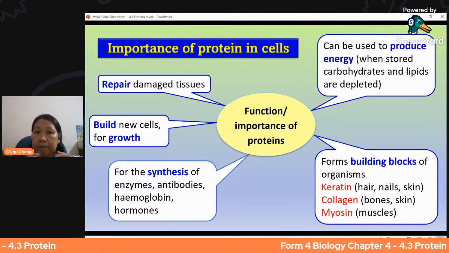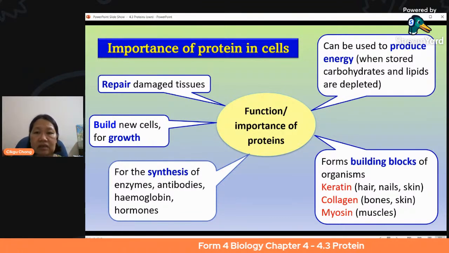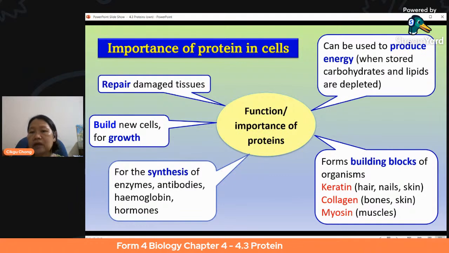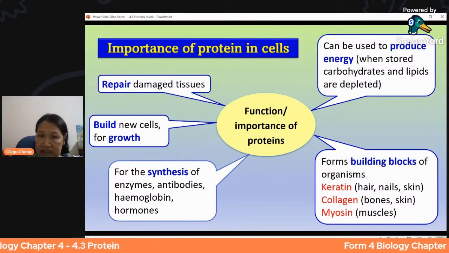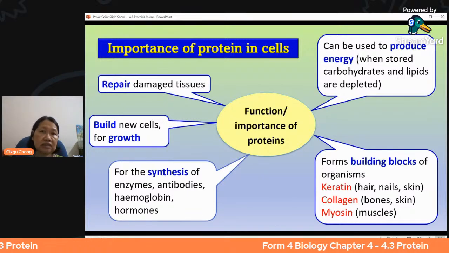Myosin is a kind of protein that is found in muscles. So all these are important in the structural makeup of your body. So you need to have amino acids so your body can make up these things in your body.